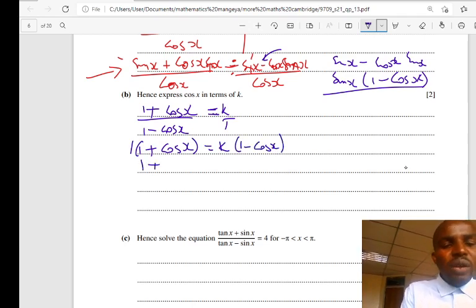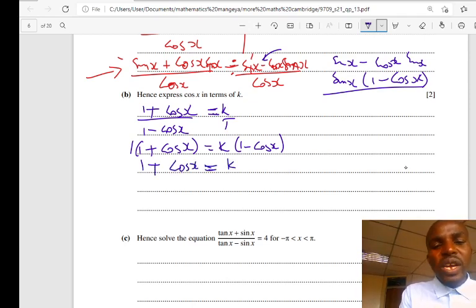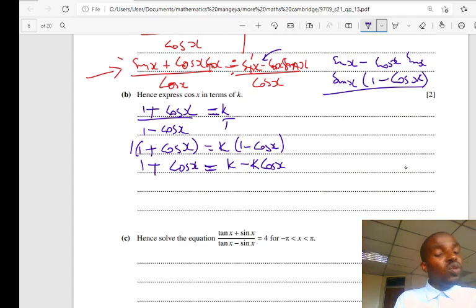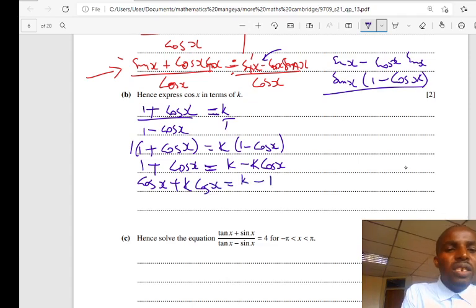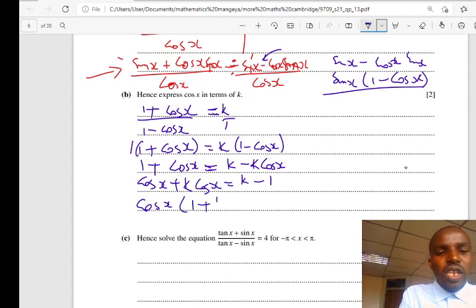Remove brackets, it will be 1 plus cos x here is equal to k times 1, k, minus k cos x. Collect like terms in cos x. But you want to make cos x subject, it must be cos x is equal to something, where there is k on that something. Right, then it will be cos x here plus k cos x is equal to k minus 1. Then factor out cos x here. Then it will be 1 plus k is equal to k minus 1.